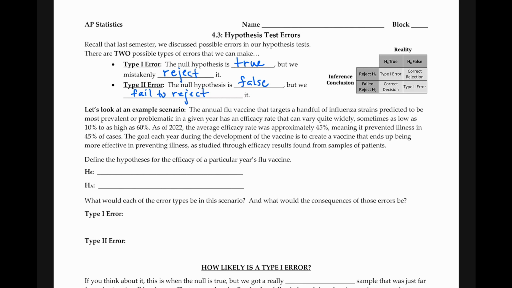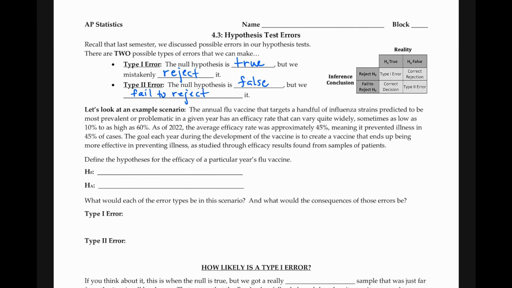As you can see there, sometimes it's as low as 10% and as high as 60%. What efficacy really means is that it prevented the illness that percentage of the time. On average, over the course of many, many years, they have figured out that the approximate efficacy rate is 45%. Every year they're trying to improve upon that 45%, obviously, and make it even better. As we saw above, there are years where it's 60%. So let's talk about what the errors would be here.